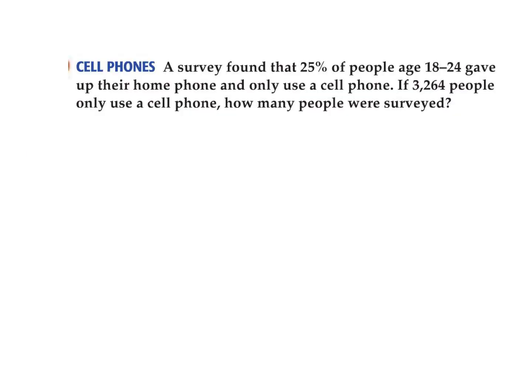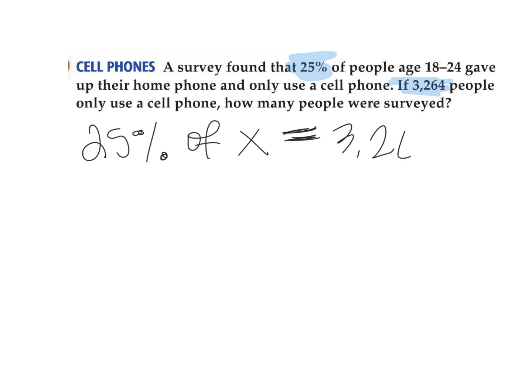And then our last problem for this video, a survey found that 25% of people aged 18 to 24 gave up their home phone and only use a cell phone. If 3,264 people only use a cell phone, how many people were surveyed? So 25% of something, a certain amount of people, we don't know how many people were surveyed, equals 3,264. So basically that's pretty much written as the percent equation.